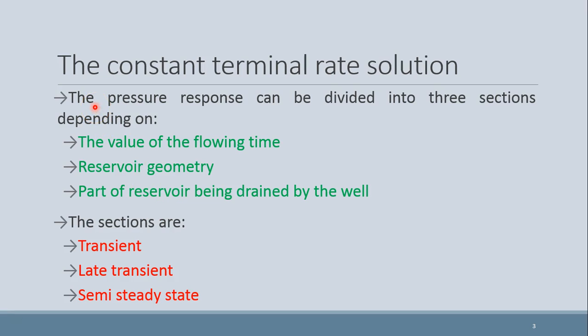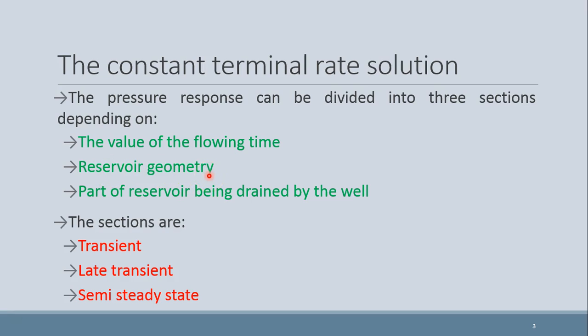The pressure response can be divided into three sections depending on the value of flowing time, reservoir geometry, and the part of the reservoir being drained by the well. We saw those three parts in the previous slide: transient, late transient, and semi-steady state. Considering the value of flowing time, when you start producing from the reservoir, first there will be transient state, then late transient state, and then finally semi-steady state, strictly in this order. So there is a time factor associated with it.